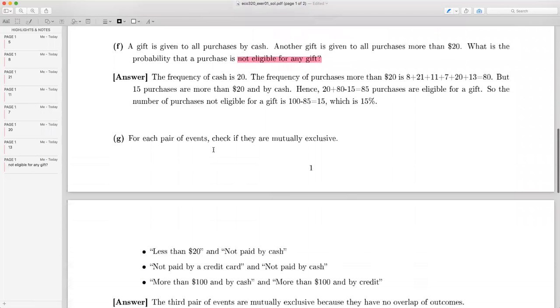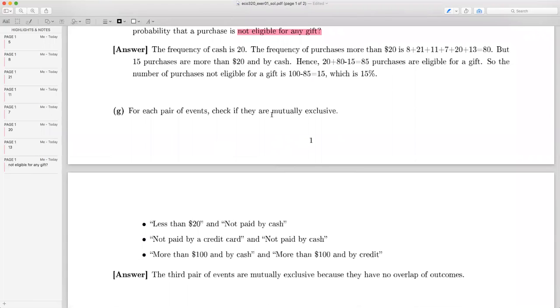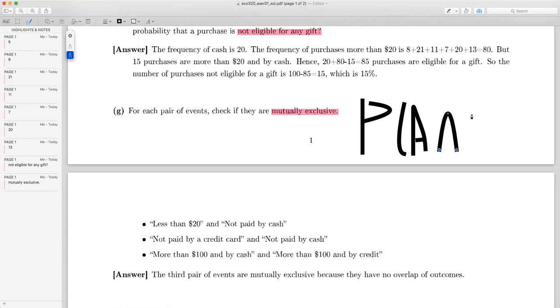So for each pair of events, check if they are mutually exclusive. Mutually exclusive means that there is no intersection, so the joint probability equals 0. It cannot happen at the same time. Mathematically, you can write this as the probability of event A, let's say this is A, and intersection B, equals 0. This is the meaning of mutually exclusive.